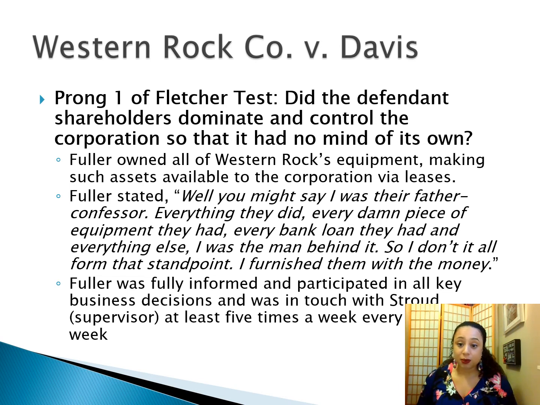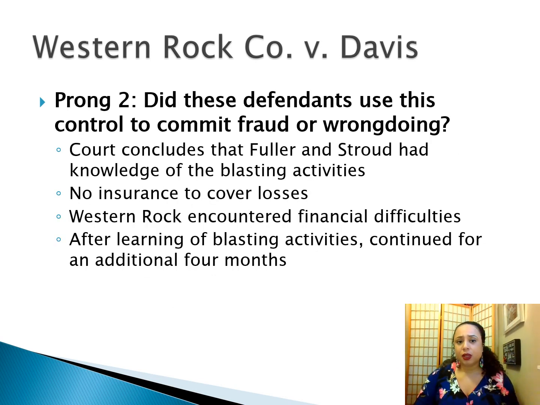So he seems to be implicating himself in assessing the extent to which he controls this company. Fuller was informed and participated in all key business decisions and was in touch with Stroud, who was the supervisor, at least 5 times a week. Okay. And so what about prong 2? Did these defendants use this control to commit fraud or wrongdoing?